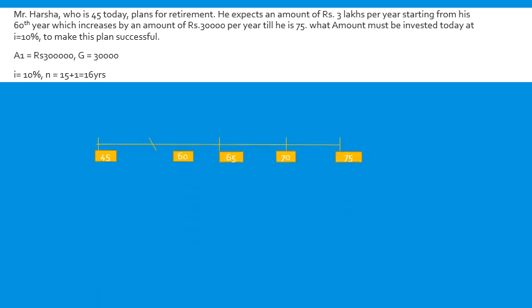Let us analyze the cash flow diagram. When is the first payment? First payment starts from 60th year. See here, first payment starts from 60th year. Okay, so P is to be found out. So this is the first payment and it goes up to 75th year. What is the difference between 60, this point, and 75th year? If you count, you will get it as 16 years. That's why N is equal to 16.